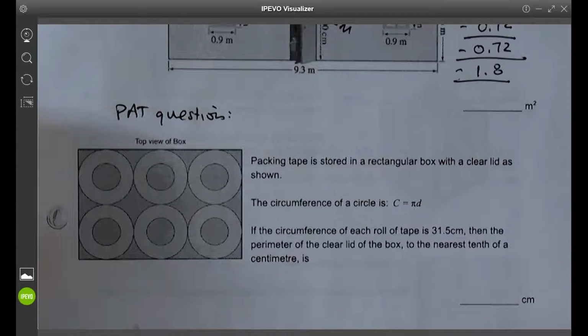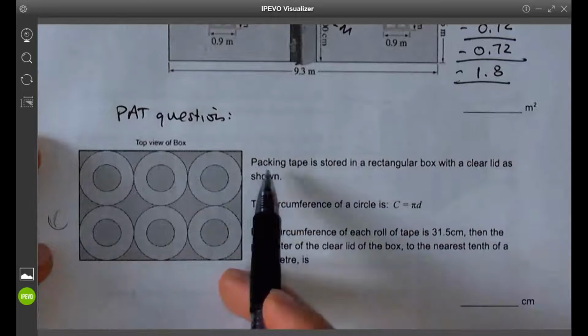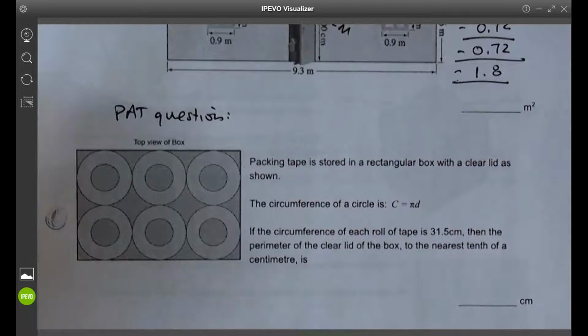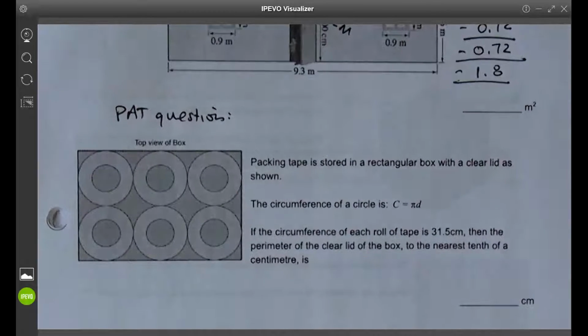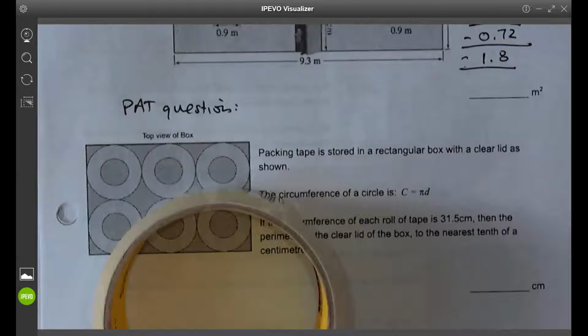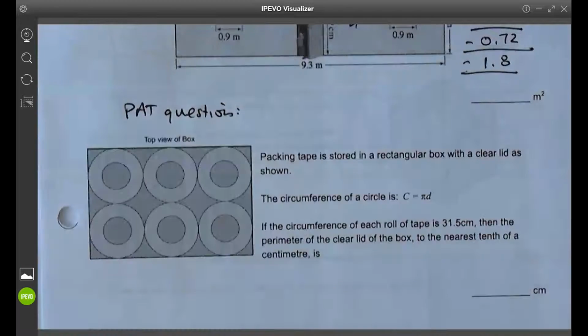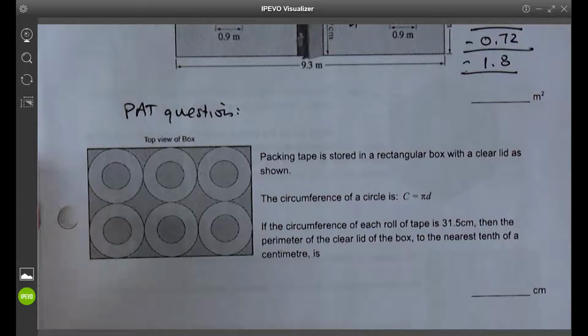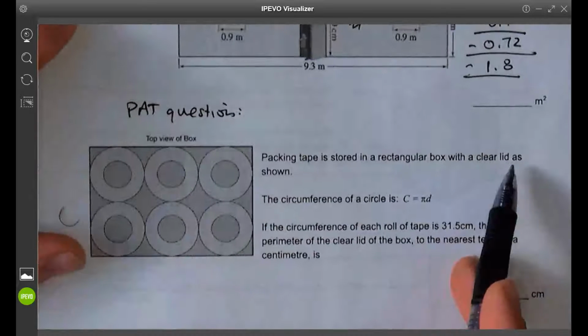I like it. Here's the top of a box, and you've got packing tape, which is in rolls. So packing tape looks like this. Okay, got these packing tape things like that. But of course, they're more full. This one's half used, a quarter left. Okay, so you got packing tape. It's in a box. Rectangular box with a clear lid as shown.